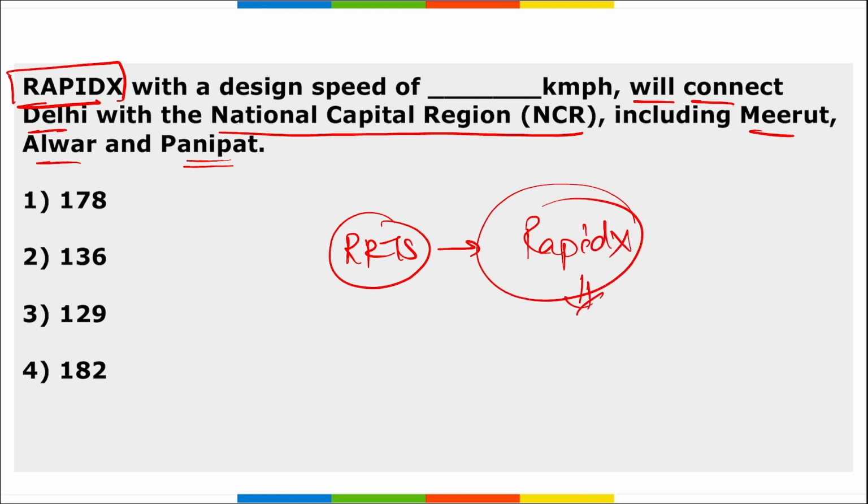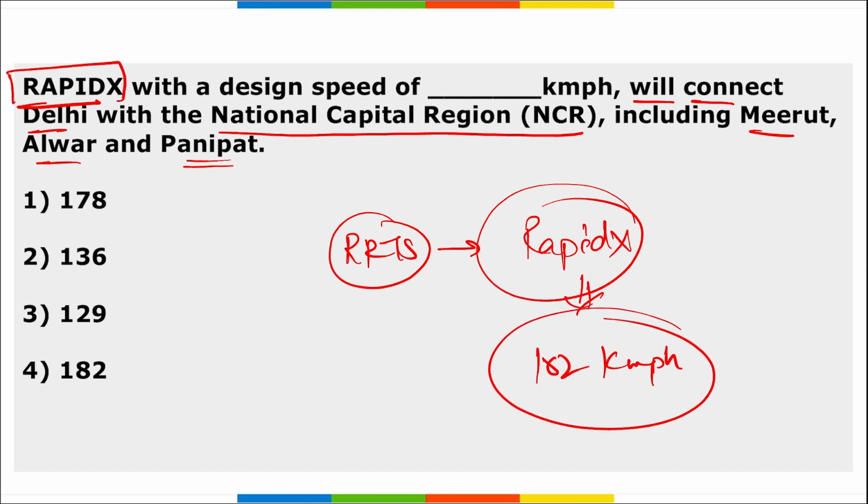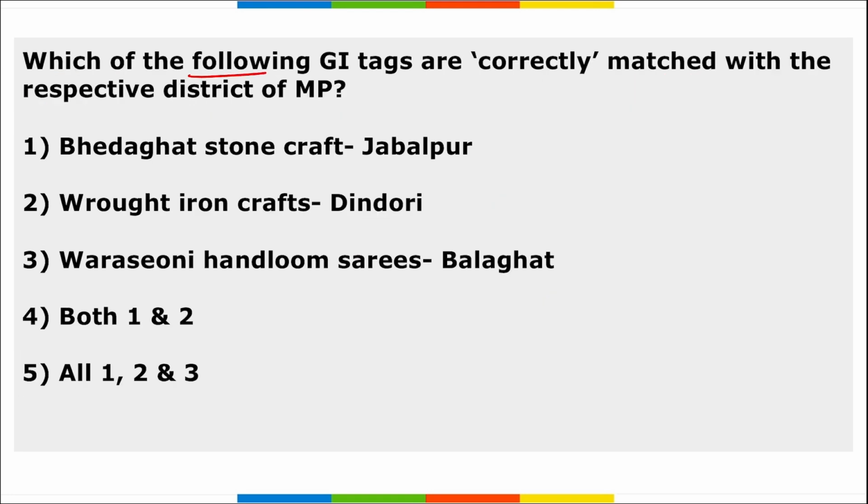Alright, and this RapidX is designed to travel at a speed of 182 km per hour, and it will be connecting Delhi with the NCR region of Meerut, Alwar and Panipat. Right, and here this X denotes the next generation technology and new age mobility. So the correct option is option 4.